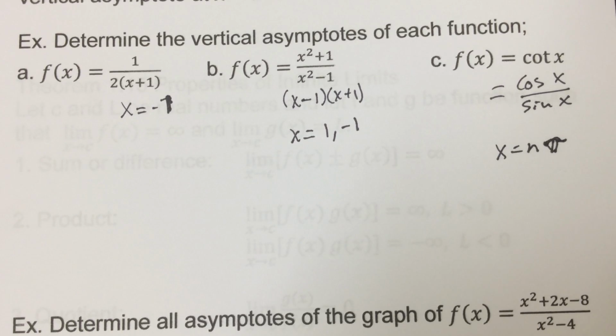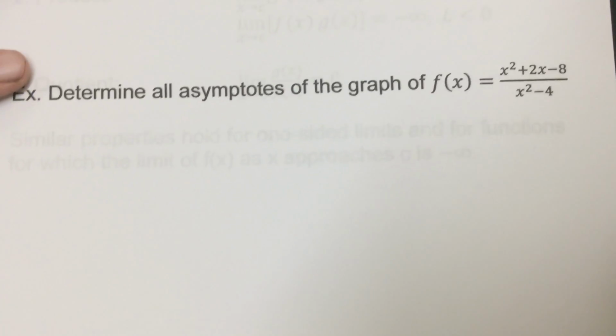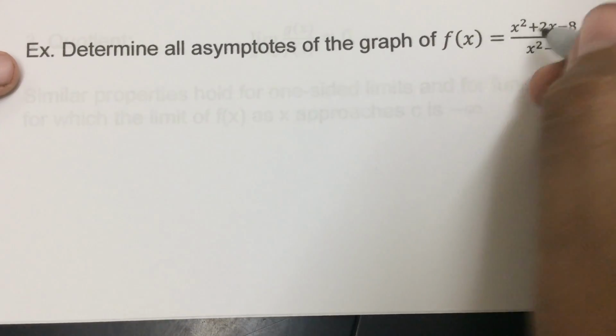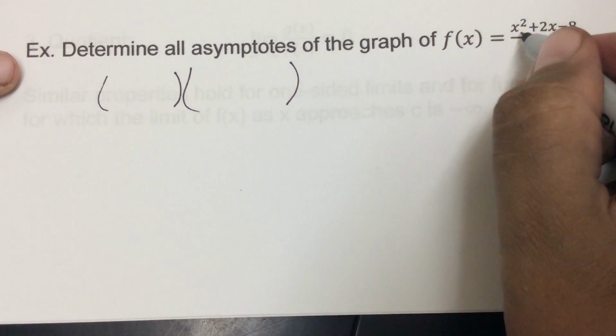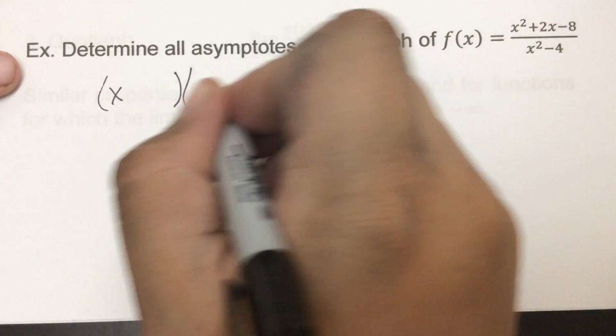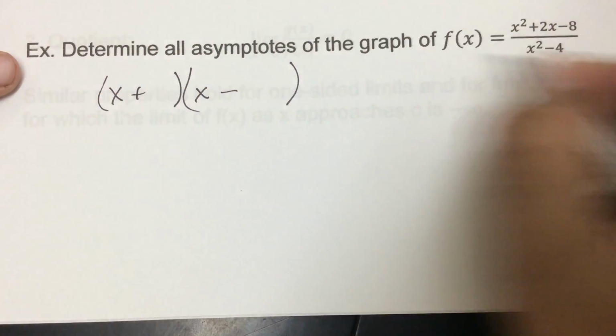So determine all vertical asymptotes of this graph. The first thing you need to do is this. Factor the top, factor the bottom. So the top, 2 sets of parentheses. X squared would be x and x. 8 is a minus, so 1 is plus, 1 is minus.